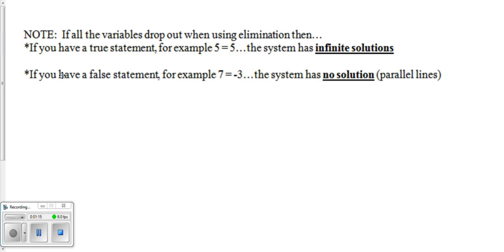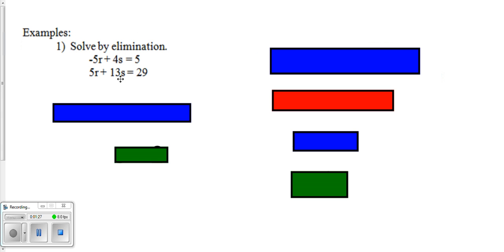If you get a false statement, so like 7 equals negative 3, then you would say the system has no solution because they are parallel lines. They will never ever cross. So let's look and see what some of these would look like.